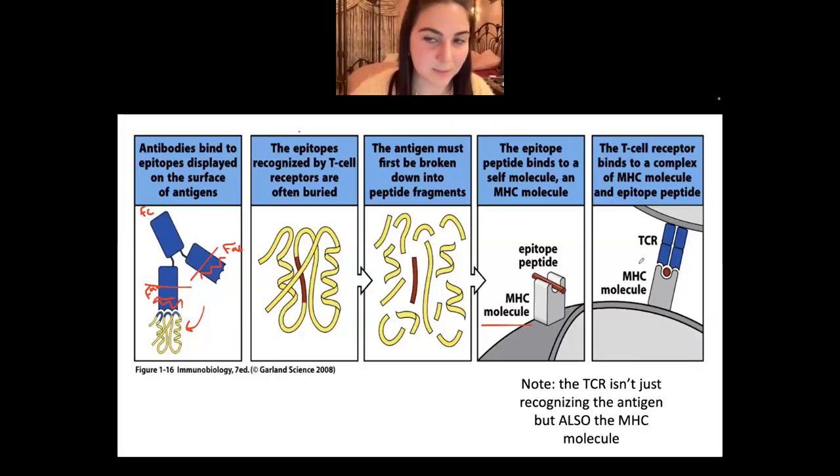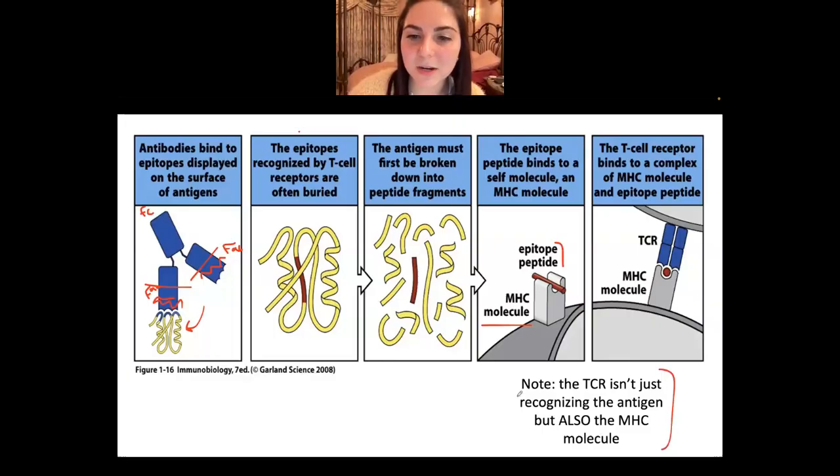And now the T cell receptor is like, okay, I got it. You want me to actually mount a response against this. Okay, cool. So that's what it's doing: it's binding to both the peptide, the epitope peptide, the antigen basically, and then also the MHC.